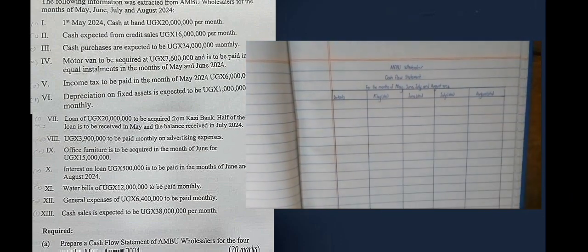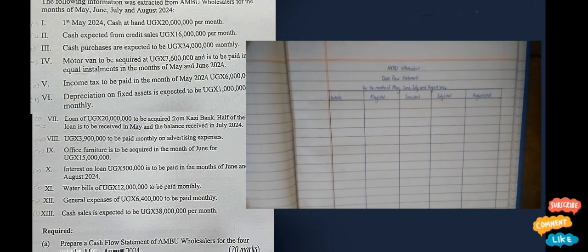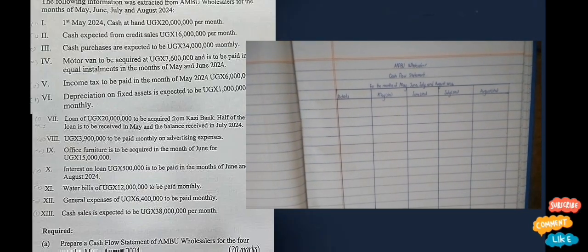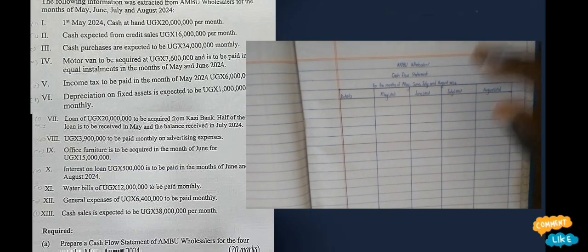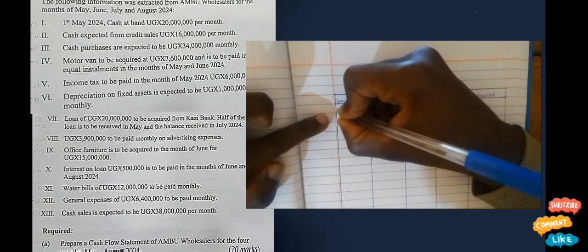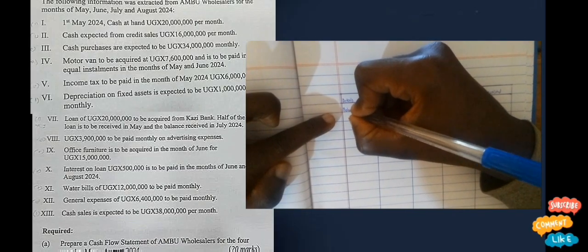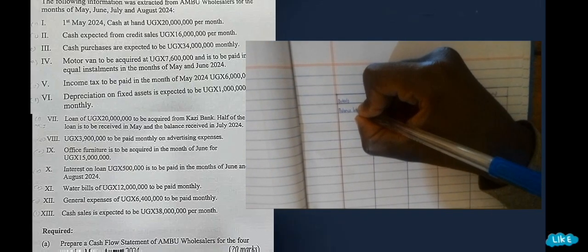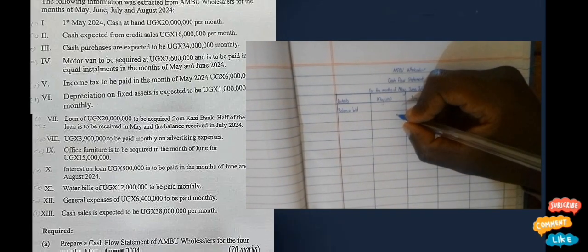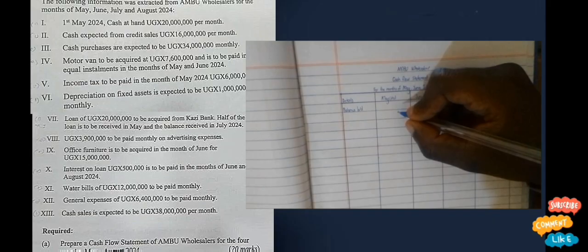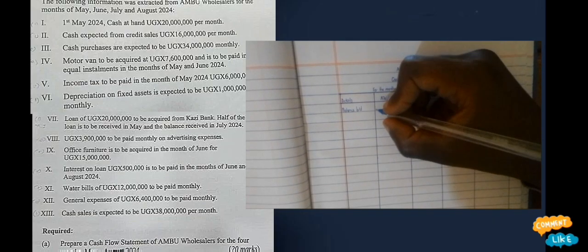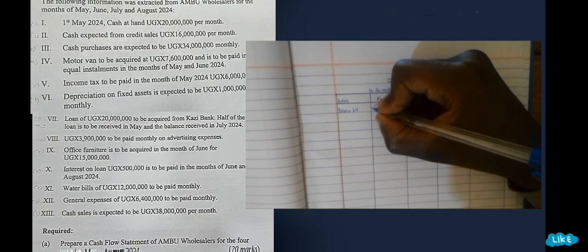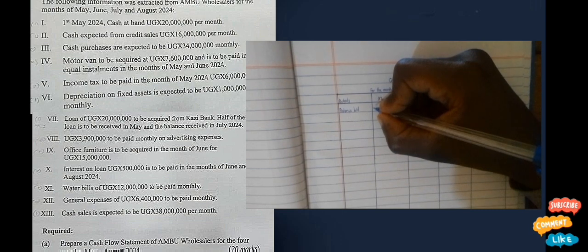So in our question it says that 1st May 2024, cash at hand 20 million Ugandan shillings. So we are going to record that as balance brought down, and balance brought down comes within the first month. For this case, within May, we are going to record 20 million Ugandan shillings in the column of May.